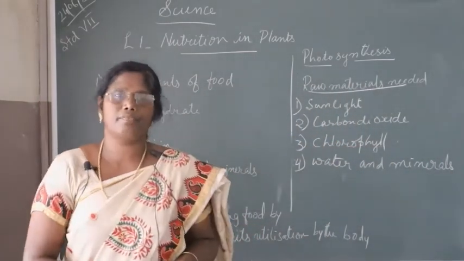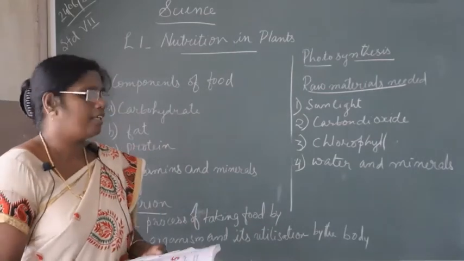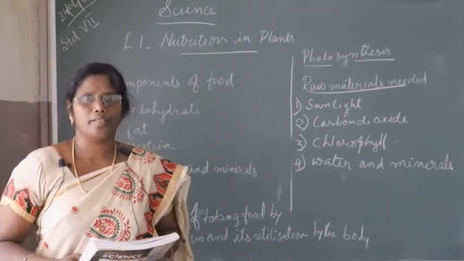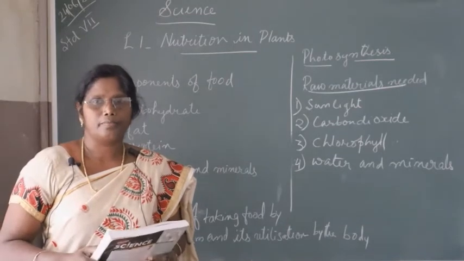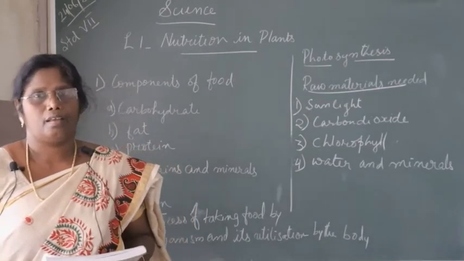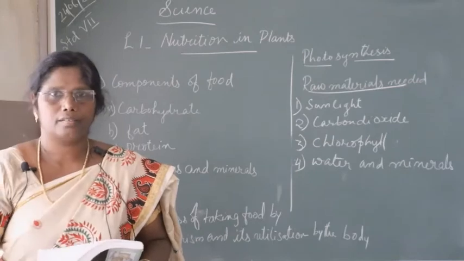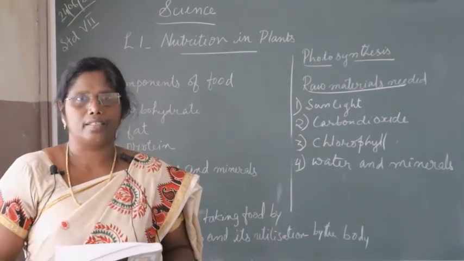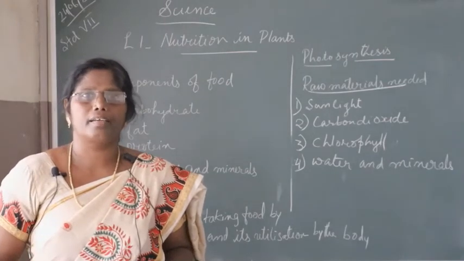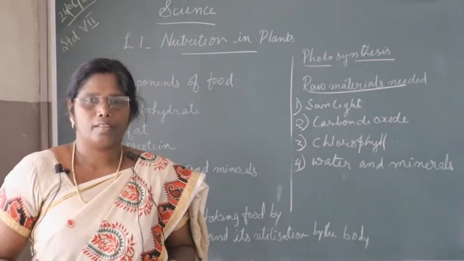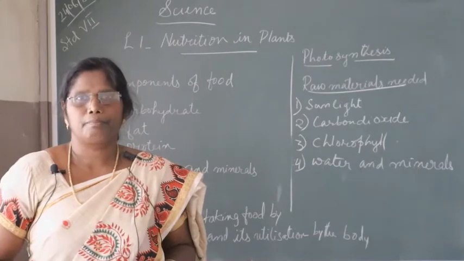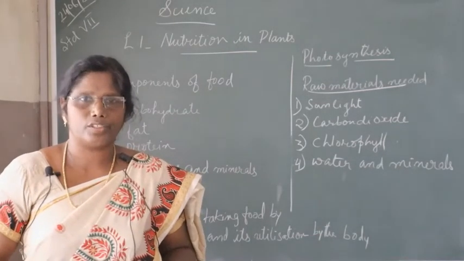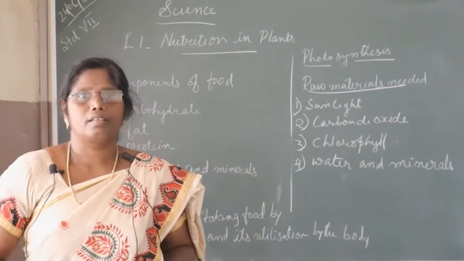Plants get sunlight from the sun, and chlorophyll is present in the leaf. Water and minerals are absorbed by the root from the soil. Water and minerals are carried by vessels which run like pipes. These pipes perform conduction of these materials.